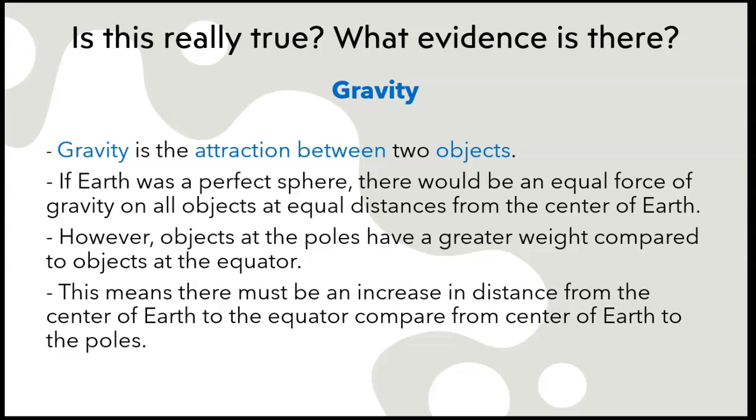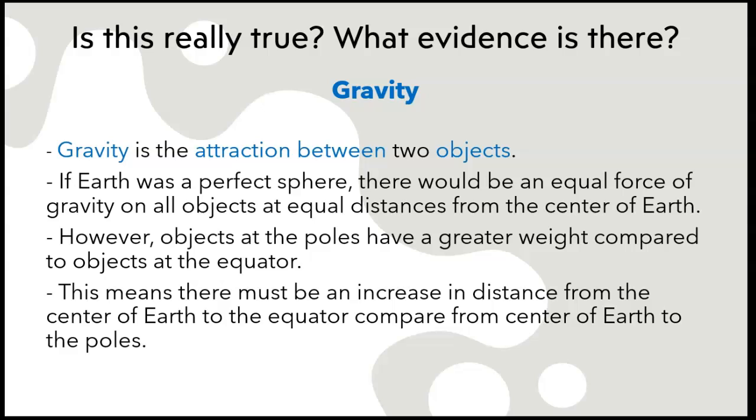So if Earth was a perfect sphere, there would be an equal force of gravity on all objects at equal distances from the center of the Earth, meaning that if you went to the equator, your weight would be the same as if you went up to the North Pole. However, objects at the pole have a greater weight compared to objects at the equator. This means that there must be an increase in distance from the center of the Earth to the equator compared to from the center of the Earth to the poles.